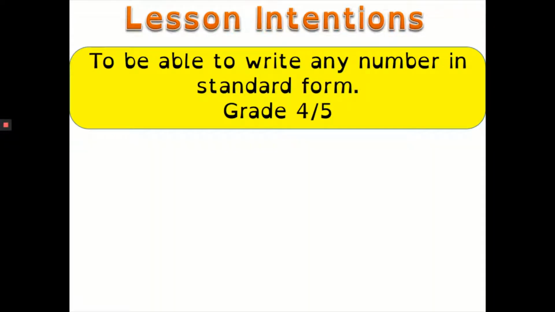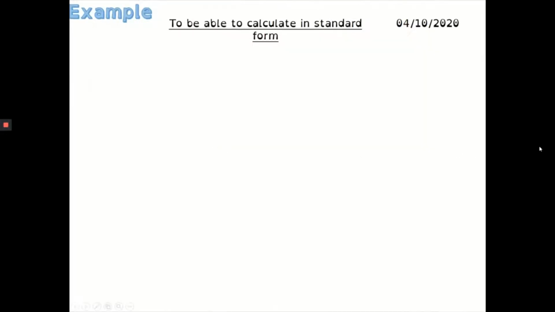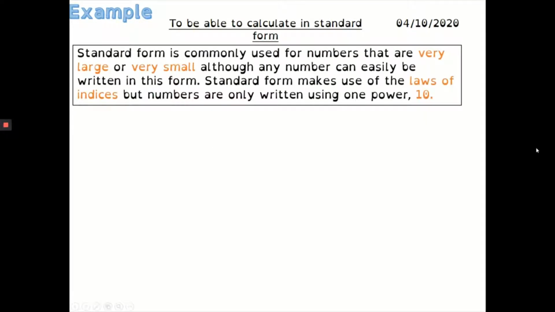Okay, so today we're going to be able to write any number in standard form. It's about a grade 4/5 skill. Now, standard form is commonly used for numbers that are very large or very small, although any number can be easily written in this form. It makes use of the laws of indices, but numbers are only written using one power, 10.